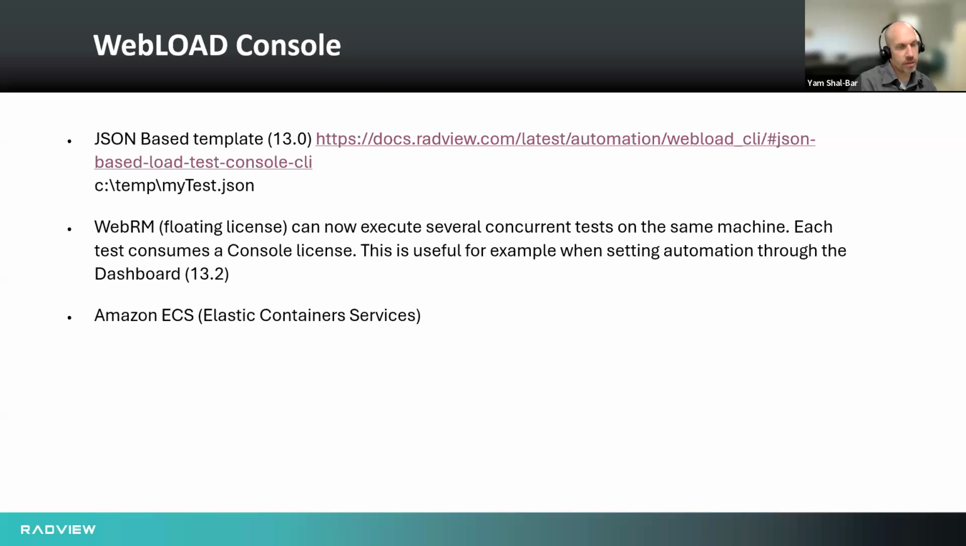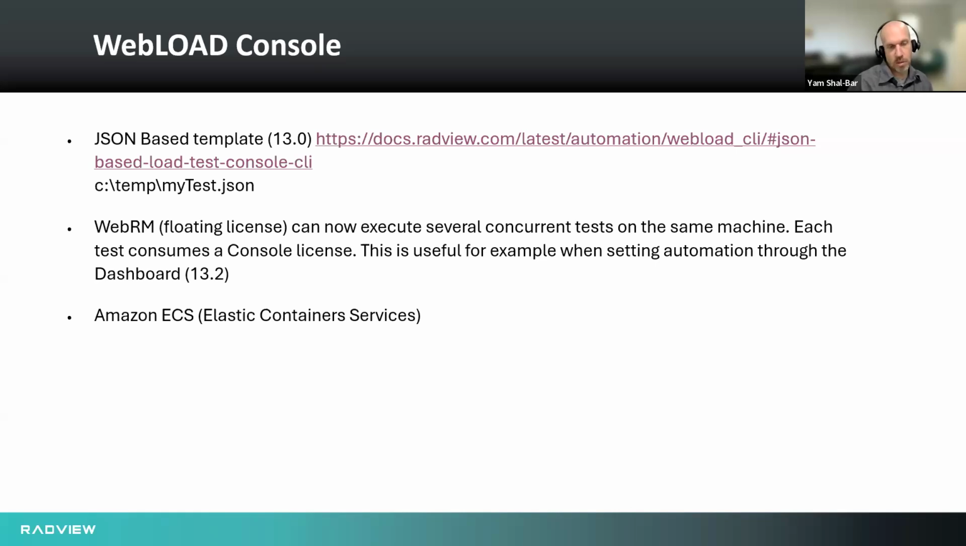Now, this new paradigm in 13.2 allows, instead of counting the machines, counting the concurrent executions of the actual console UI. The reason that is useful is that now we're in a world of automation. Maybe you have a dashboard and the dashboard wants to run a test. If you have 3 licenses of 3 consoles, you're entitled to run 3 tests, but before that you needed 3 different machines, and the setup was a little bit harder.